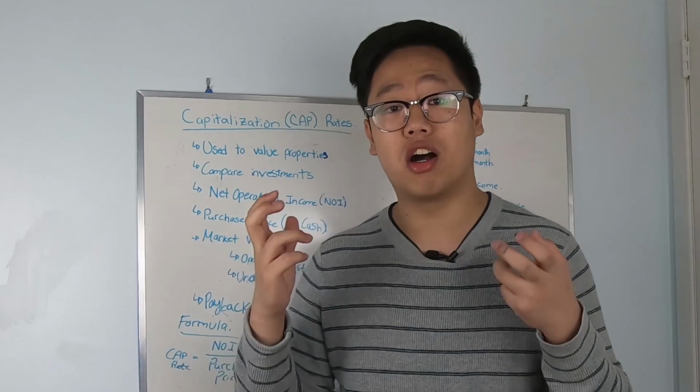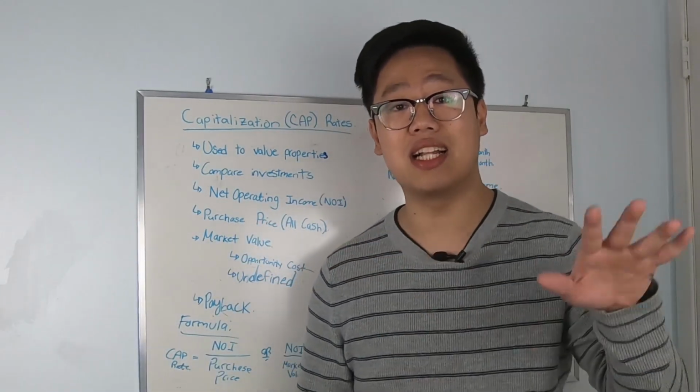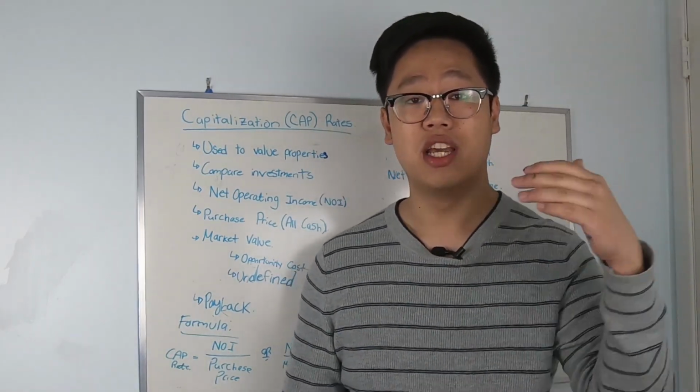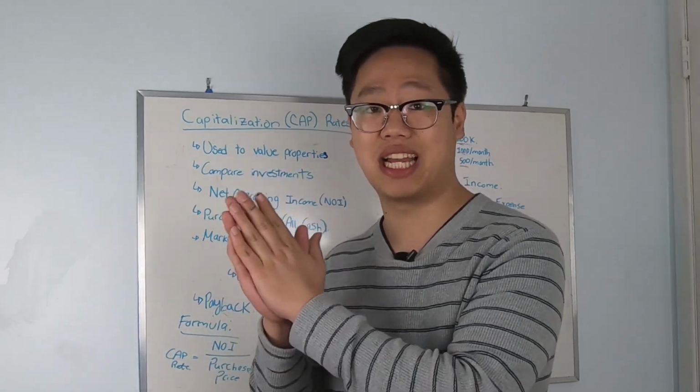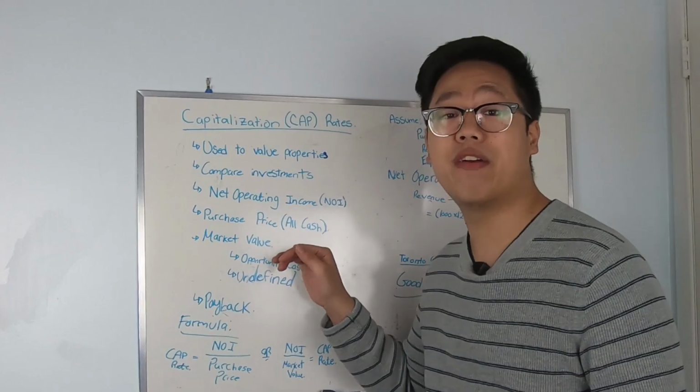So the opportunity cost there is that you can take your 5% cap rate property and sell it. You can sell that property for $200K on the market, and you can take that money and reinvest it into a 6% cap rate property. You can only do this when you're looking at market value, right?